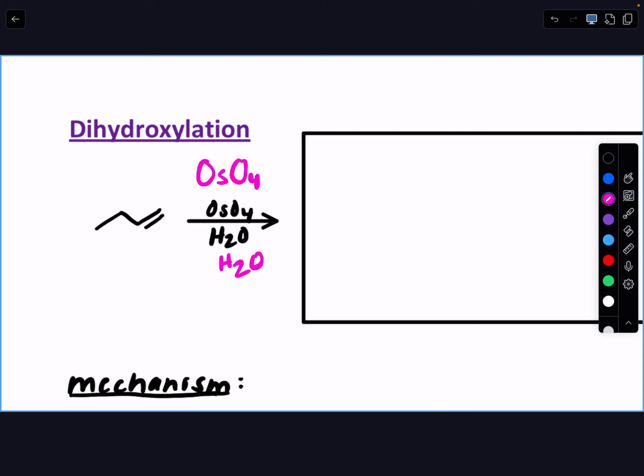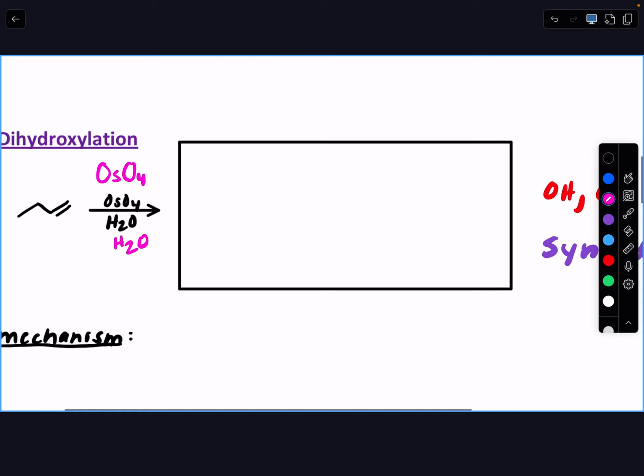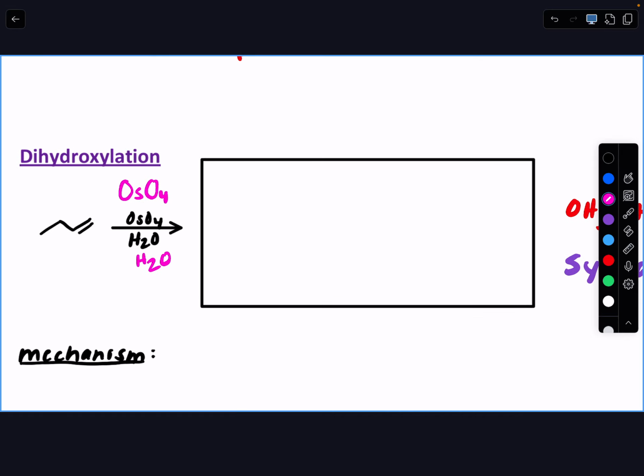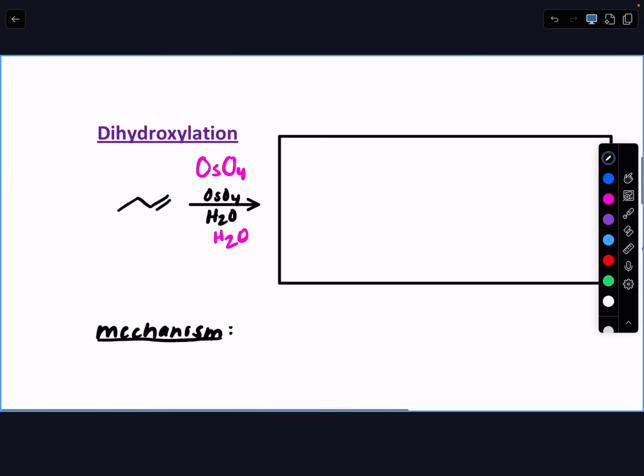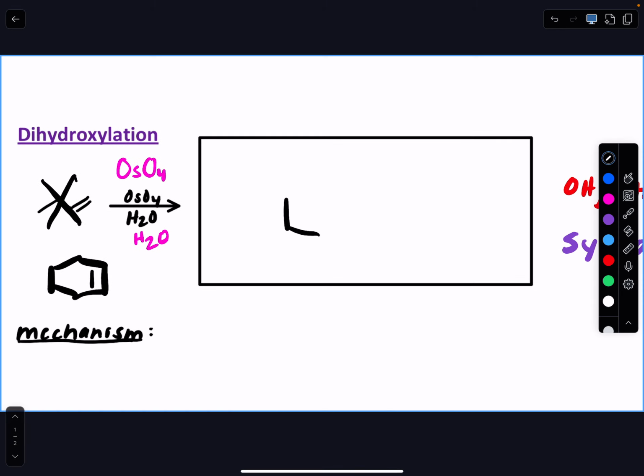So yeah, this mechanism occurs by a syn addition, meaning the 2 hydroxyl groups add to the same face of the planar alkene. But this is a case where we're not actually going to see a consequence of that. Maybe I'll change it so that we do. Yeah, why don't I just change it to this just so you can see that syn addition. So I'm going to use that as the reactant. So I'm going to add OH and OH across the double bond. Here I'll actually be able to see that it's a syn addition. So I'm going to add the OHs pointed in the same direction.